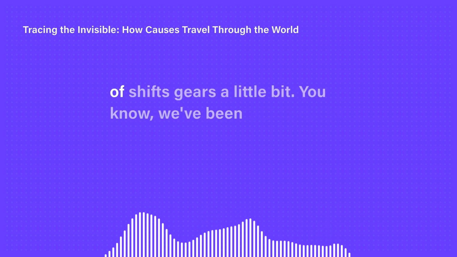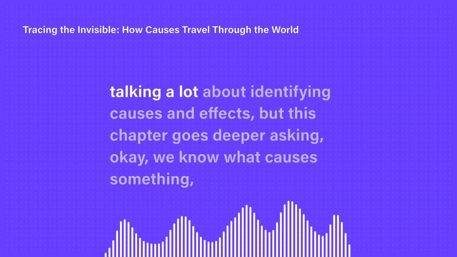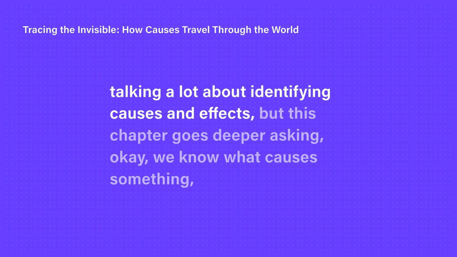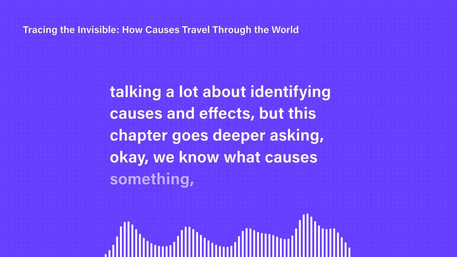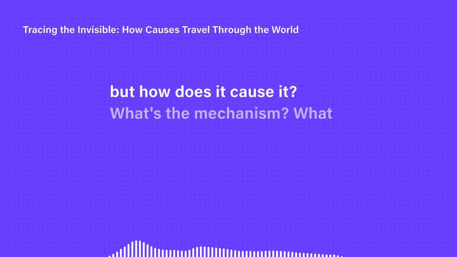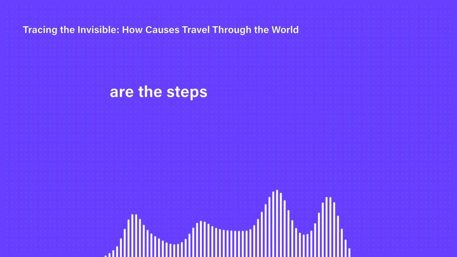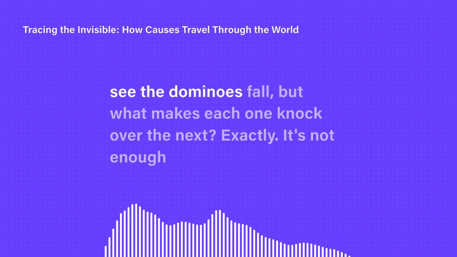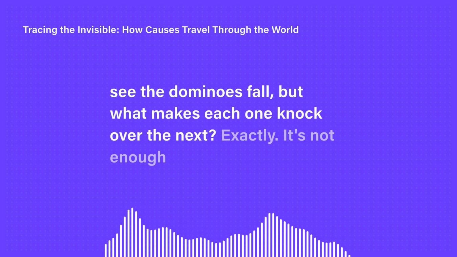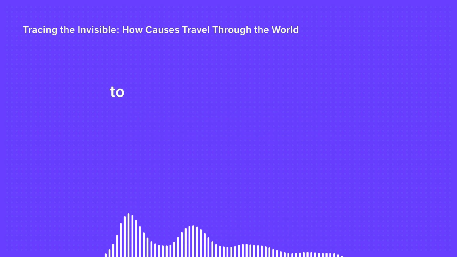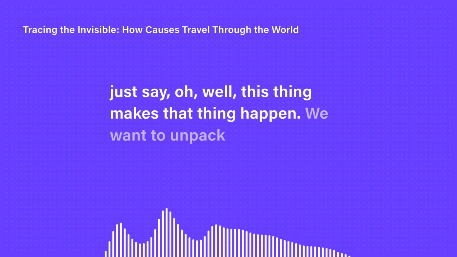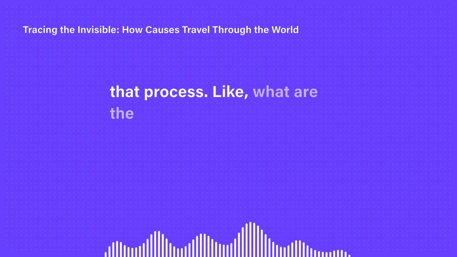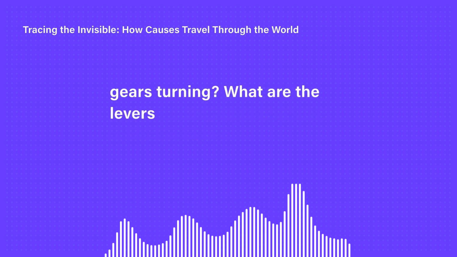So this chapter kind of shifts gears a little bit. We've been talking a lot about identifying causes and effects. But this chapter goes deeper, asking, okay, we know what causes something, but how does it cause it? What's the mechanism? What are the steps in between? It's like, yeah, we see the dominoes fall, but what makes each one knock over the next? Exactly. It's not enough to just say, oh, well, this thing makes that thing happen. We want to unpack that process. Like, what are the gears turning? What are the levers being pulled?